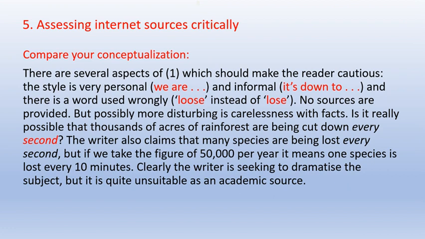But possibly more disturbing is carelessness with facts. Is it really possible that thousands of acres of rainforest are being cut down every second? The writer also claims that many species are being lost every second. But if we take the figure of 50,000 per year, it means one species is lost every 10 minutes. Clearly, the writer is seeking to dramatize the subject, but it is quite unsuitable as an academic source. So this type of document is not suitable for academic study.